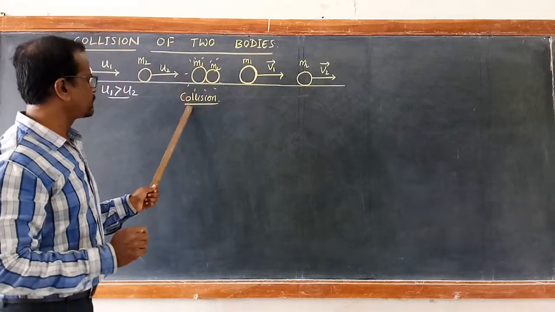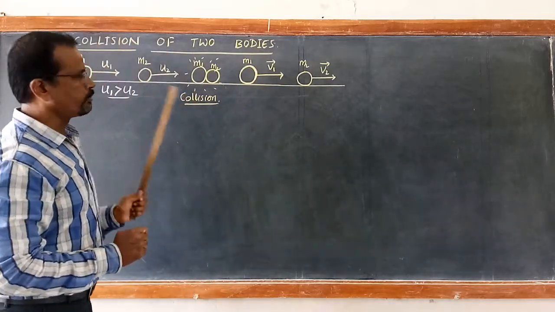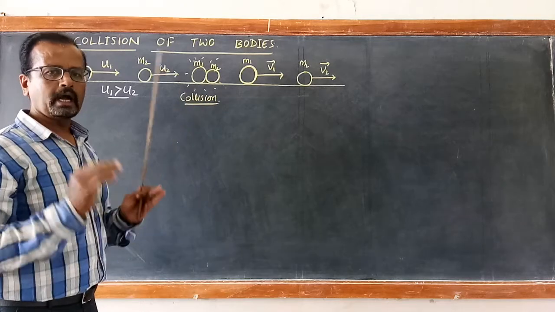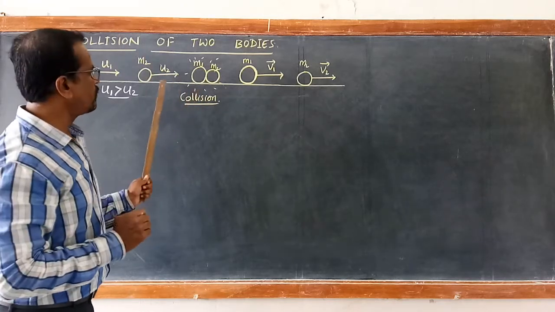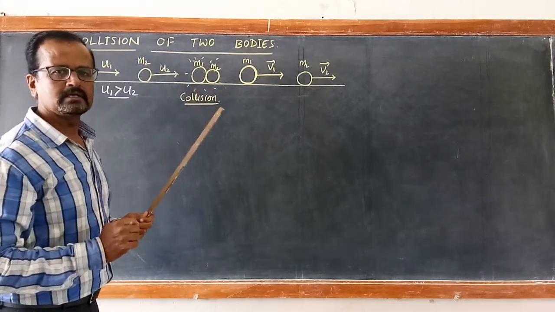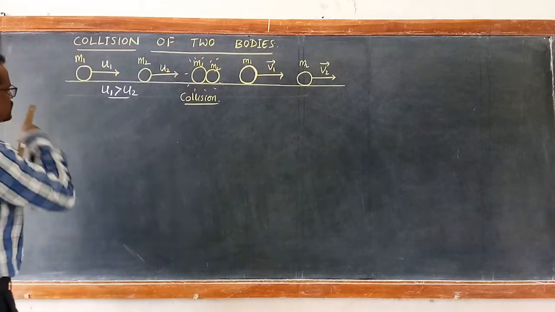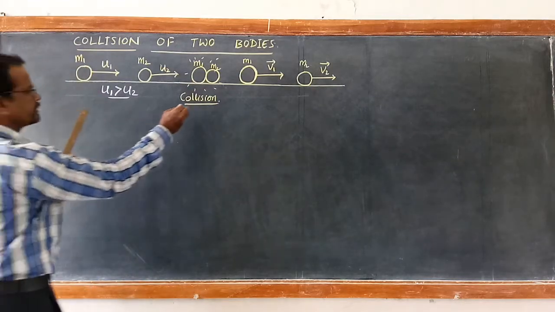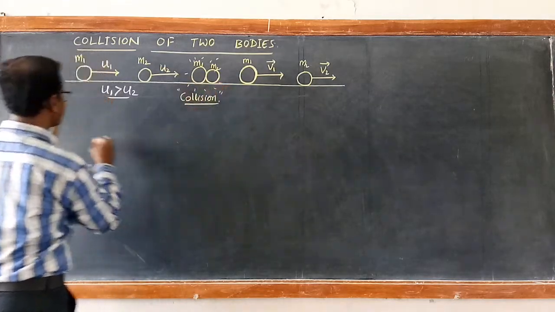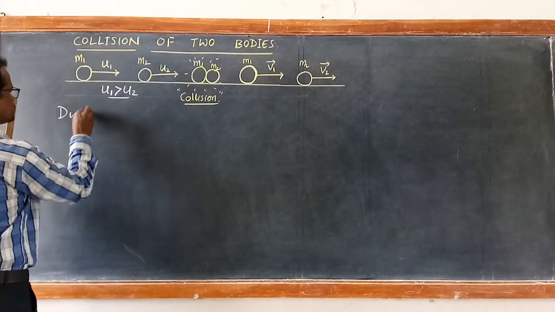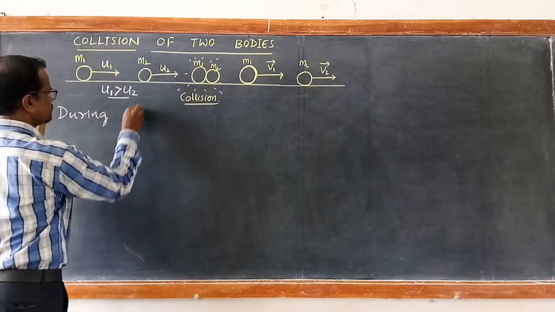So for that we have taken the example of collision. Now we make use of Newton's third law and Newton's second law for establishing this result. So during collision, what is the interaction here? The interaction is the collision. So what is happening during collision?